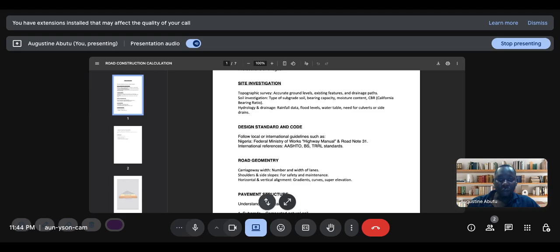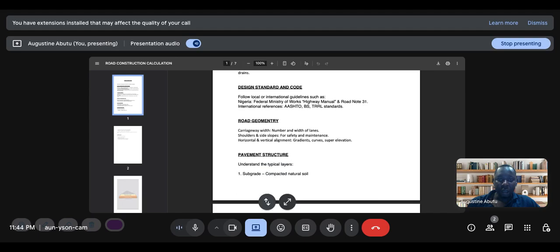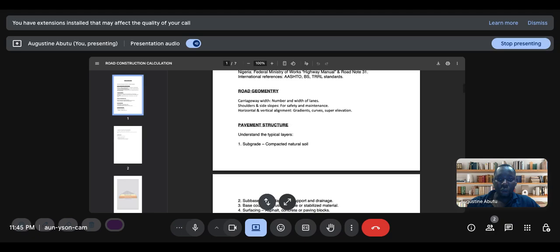The second is site investigation. You need to have the result of the topographical survey of the road. The next is the design standard and codes. Follow local or international guidelines such as the Federal Ministry of Works for highways manual, and the rest. The next is your road geometry, which is your carriageway, your shoulder. I would show you pictorial pictures for the explanations of your carriageway and your shoulder.